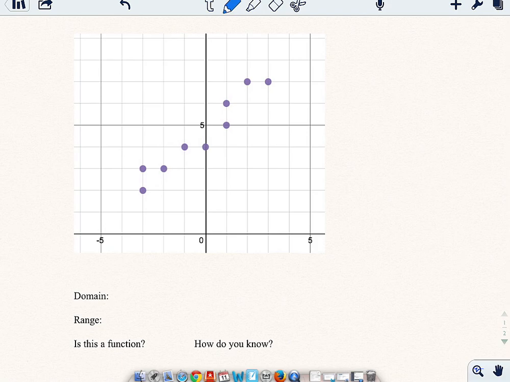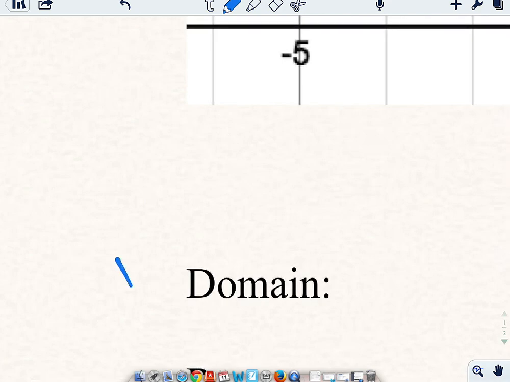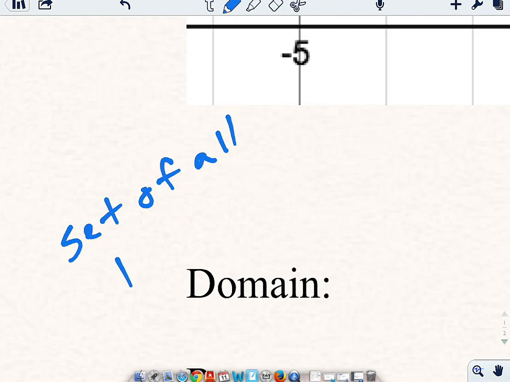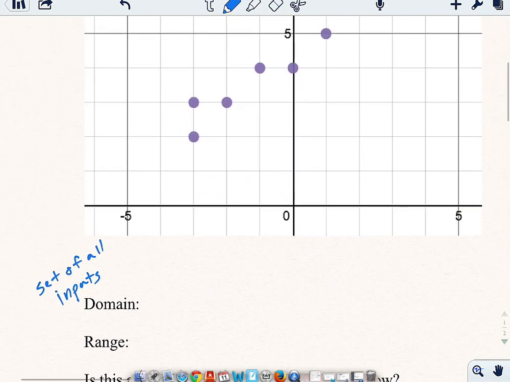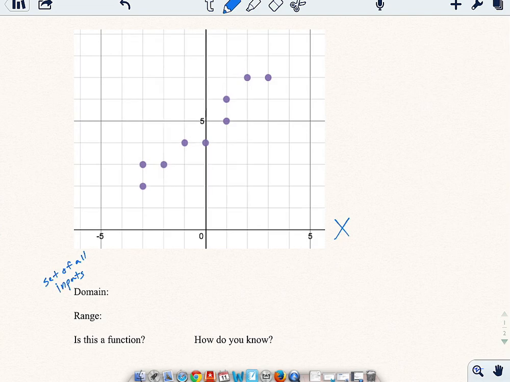Okay, so in order to do the domain and range, I'm going to remind you that the domain is the set of all inputs for your relationship. And so if I look at inputs, inputs are the x-axis values. So I'm going to go through and tick mark wherever I see a value that matches up with one of the plotted points.